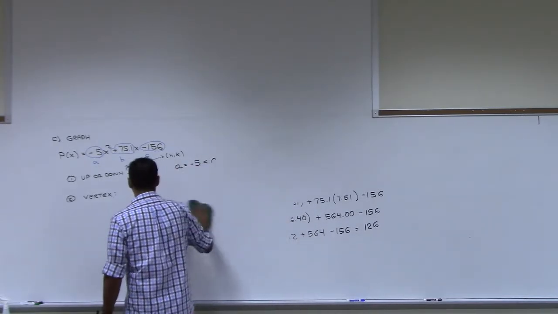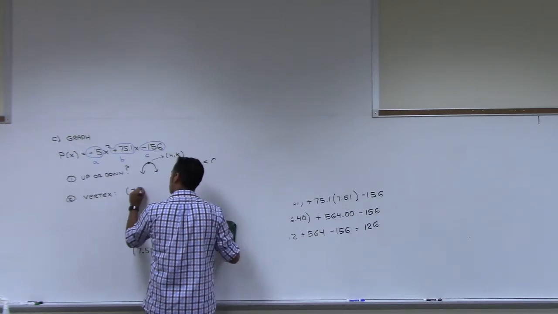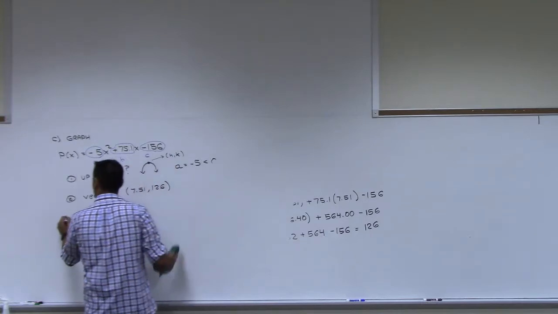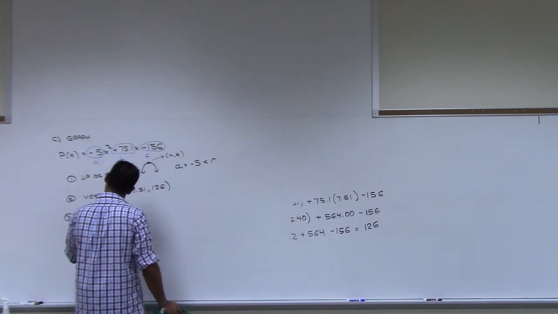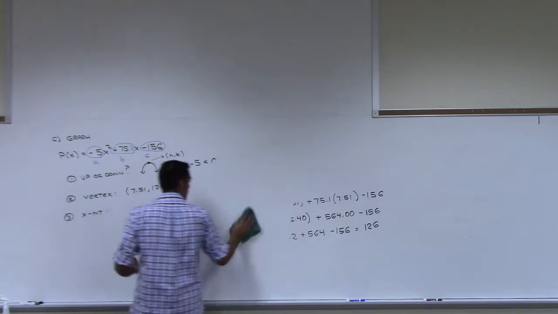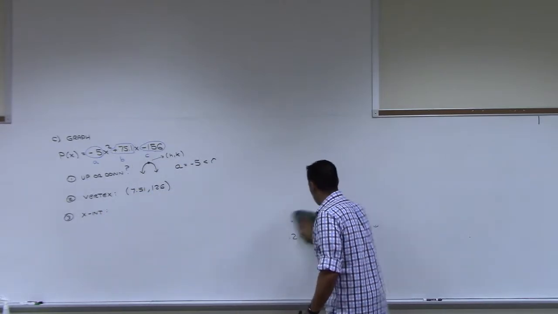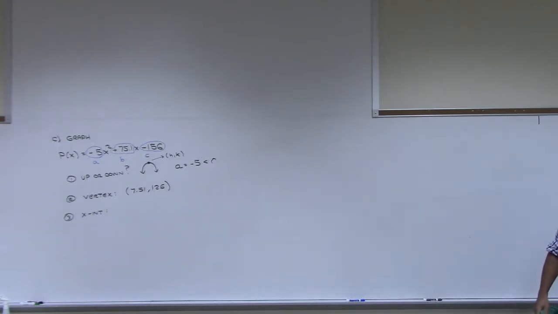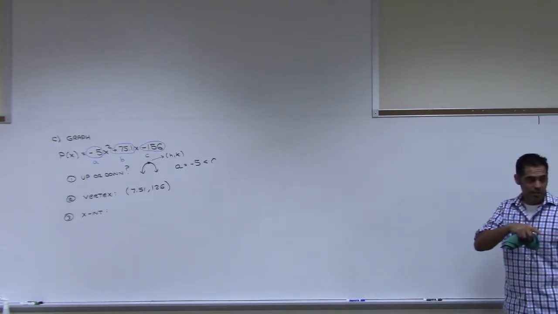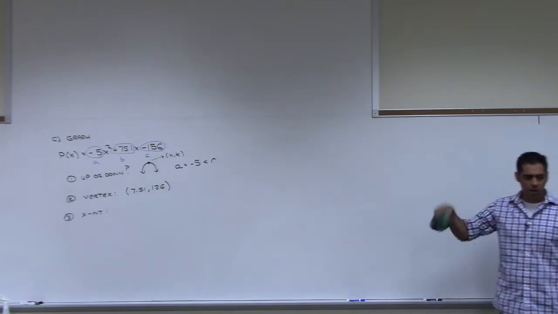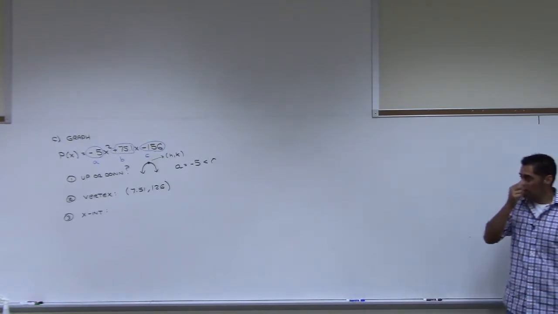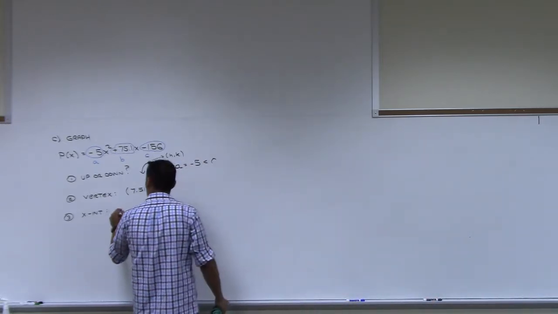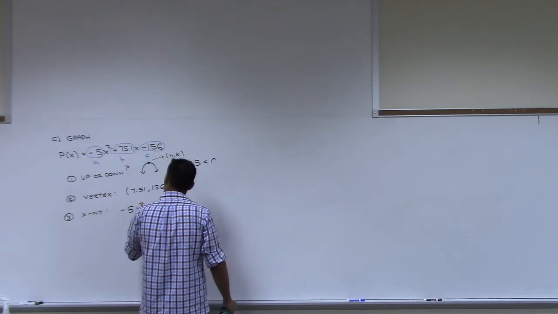I'm going to just erase this. I'm going to put the vertex back up here so I can refer to it in a second. So third step, x-intercepts. And how do we find the x-intercepts of a quadratic function? That's y-intercepts. Did you say plug in 0? Yeah, that's y-intercepts. X-intercepts, set it equal to 0. Good. So we're going to set the actual function equal to 0.